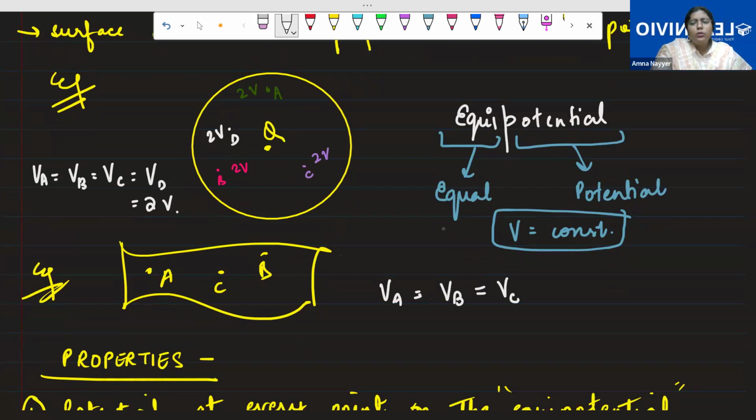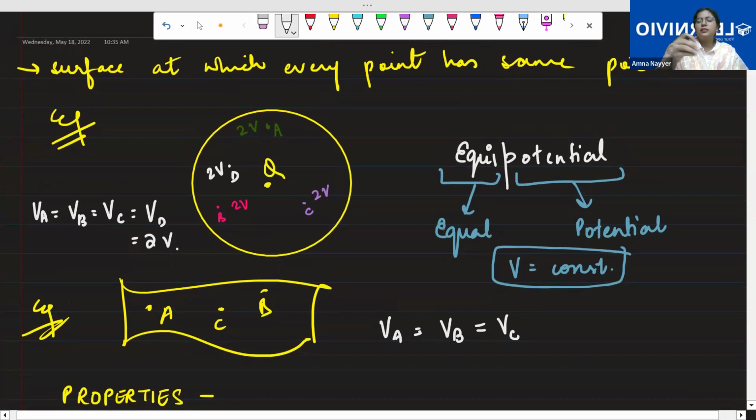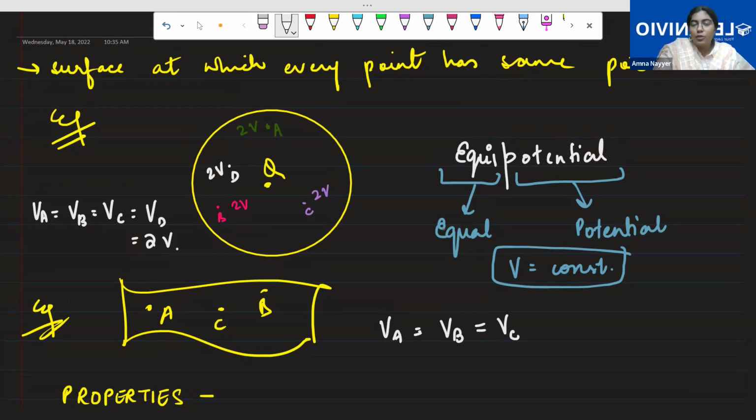Don't go into that because you are concerned with the final result. If the final potential is same, it's an equipotential surface. That's it, full stop. Okay. So equipotential surfaces are those surfaces at which every point has the same value of the potential. You pick any point, that will give you the same potential.